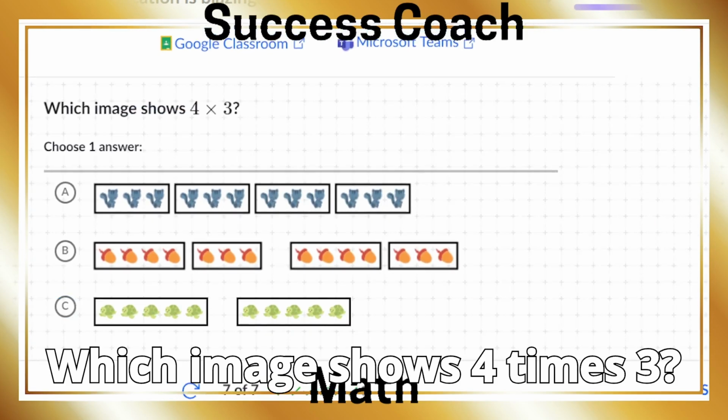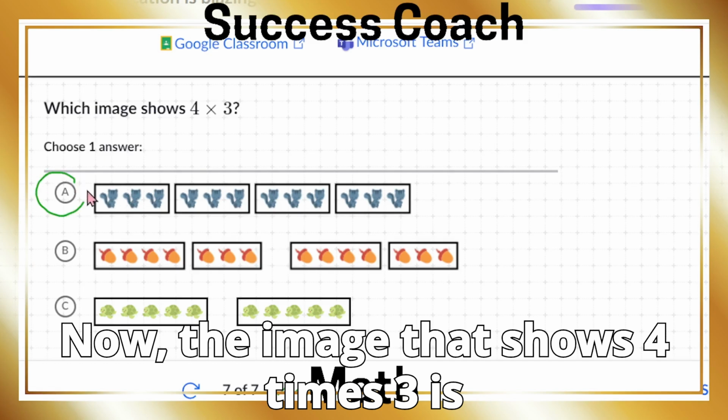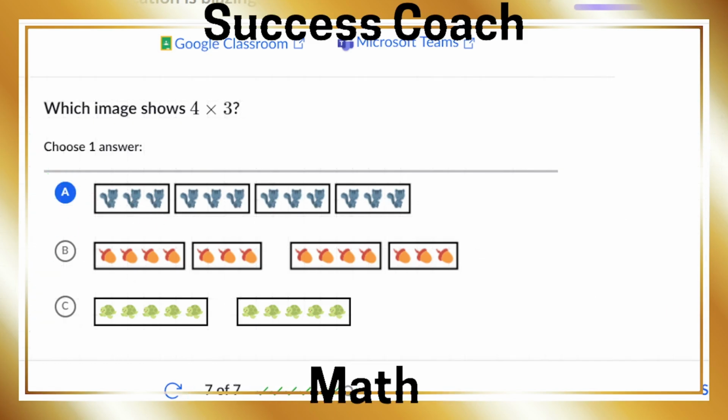Which image shows 4 times 3? Now, the image that shows 4 times 3 is the first one.